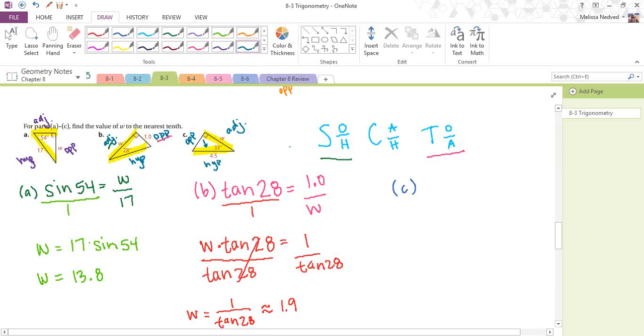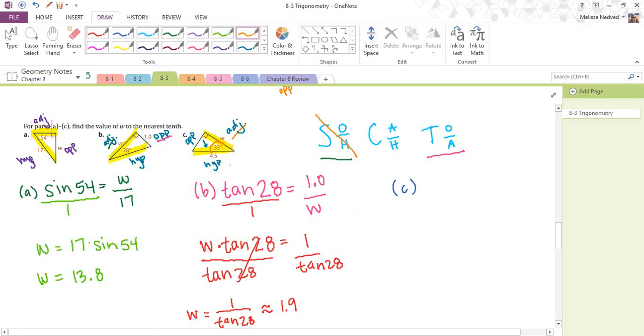Okay, so let's look at what I have. I've got this 33-degree angle highlighted because that's the angle I know the measure of. I didn't highlight this angle over here because I don't know the measure of it. I can't use it. I didn't highlight the right angle because I will never, ever choose the right angle. Now, let's look at what I want. I want W. W is my adjacent side. Since I want to find the adjacent, I'm not going to use sine, because sine doesn't work with adjacent at all.